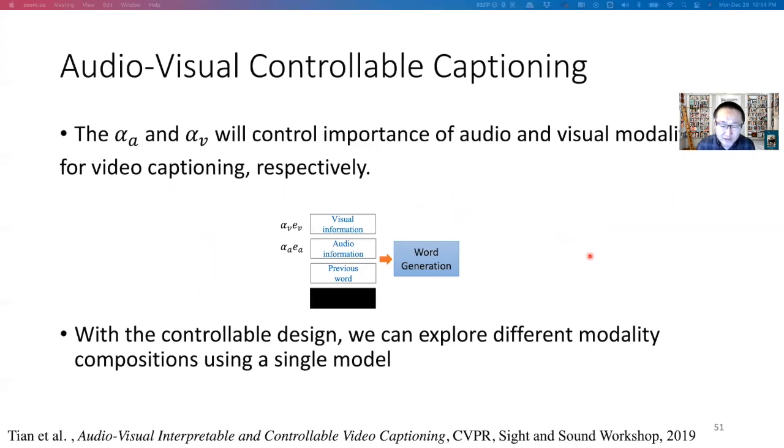To further achieve a controllable effect, we introduced two parameters, alpha A and alpha V, to control the importance of audiovisual modalities. During testing, we set different control values. We can explore different modality compositions using a single model.